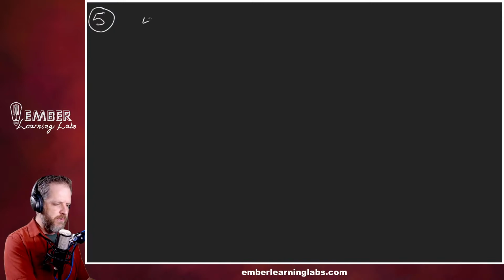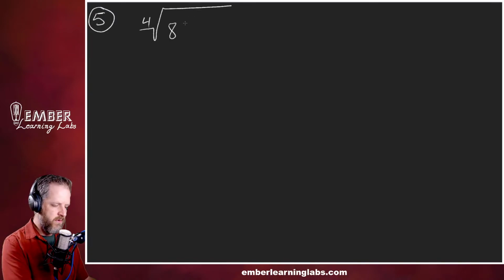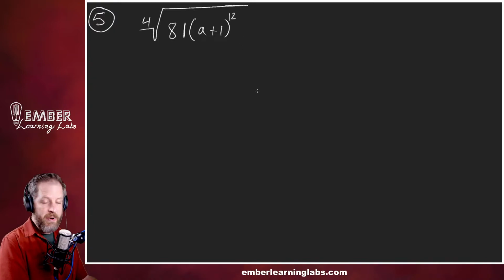So let's do another one that's a little bit more complicated looking. Let's do the 4th root of 81 times a plus 1 to the 12th. Now, we got a lot of puzzle pieces going here. We've got a product inside of the radical.